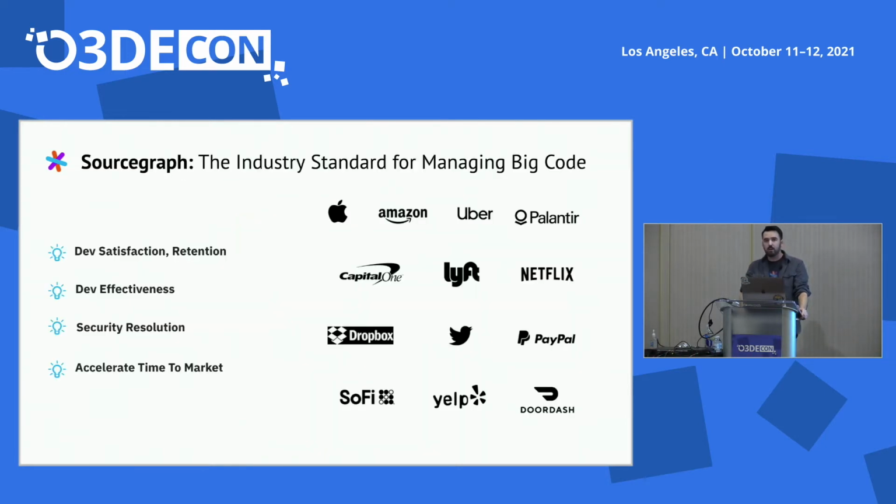And so Sourcegraph has become the industry standard for managing this big code problem. So if any of you have worked at companies that you see on this list, this is just a small subset of the organizations we work with, but across the board, they're starting to adopt Sourcegraph and integrate it into their developer tooling and workflows to help them solve these problems. And we're seeing use cases for the tool across things like increasing developer satisfaction and retention, increasing developer productivity and effectiveness, which is going to be our focus in the demo here today, and a couple other use cases as well.